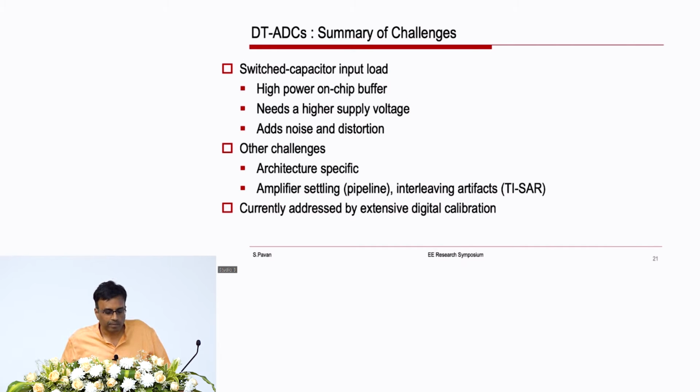So, to summarize, the input load of a classic discrete time Nyquist converter has a switch capacitor in its front end, which needs a high power on-chip buffer to be able to drive these spikes of current without distorting the signal. And typically these also use a much larger supply voltage, and they add noise and distortion.